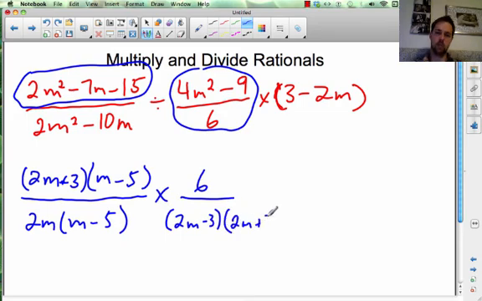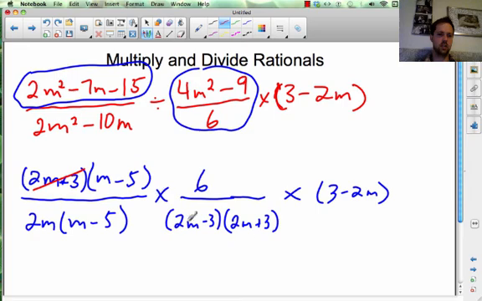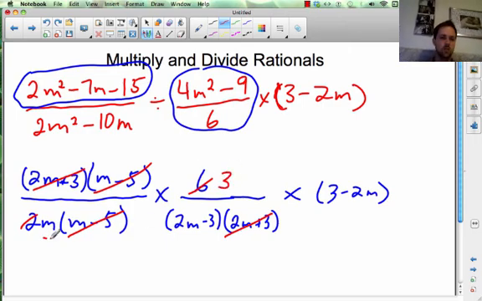And then we're going to multiply this by 3 minus 2m, very last. See what we can do for canceling here. 2m plus 3 is here and here, so those will disappear. M minus 5 here and here, those will disappear. 6 divided by 2 will leave us with 3 in the numerator. This m is still here, don't forget about it.